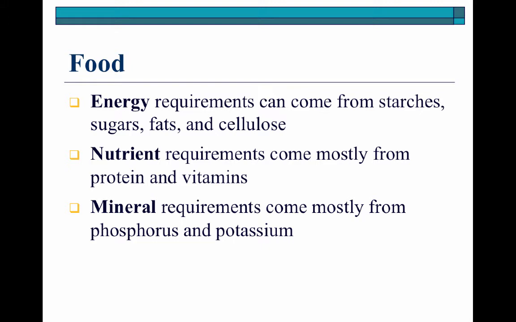Finally, we're also going to talk quite a bit about mineral requirements. These are both macro and micro minerals, but the two biggest ones that affect an animal's performance on rangeland are phosphorus and potassium.